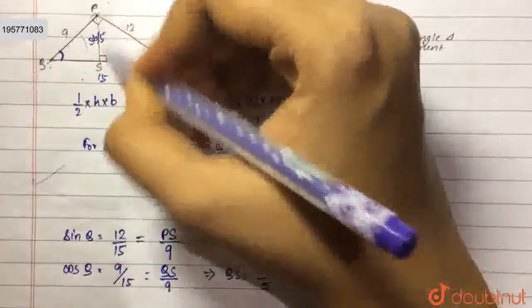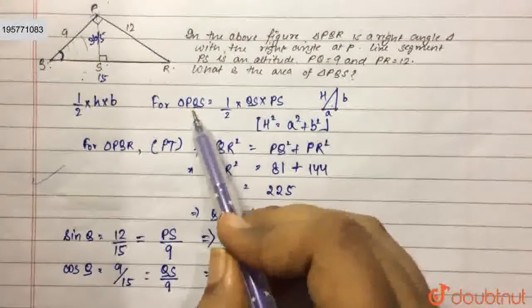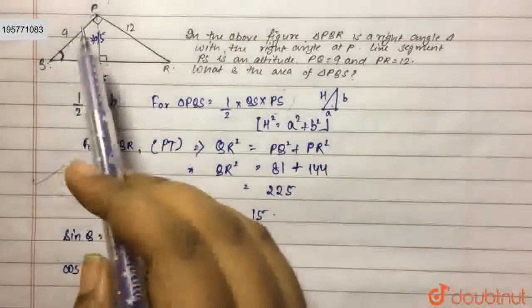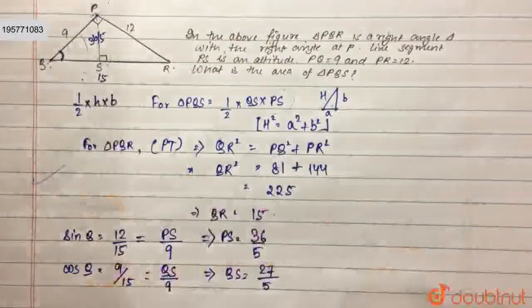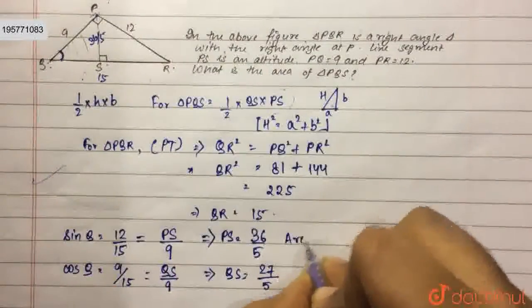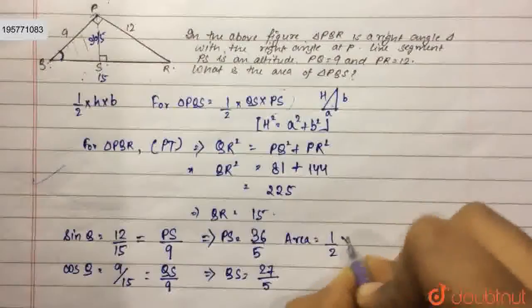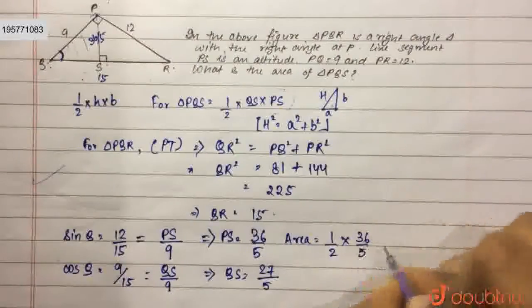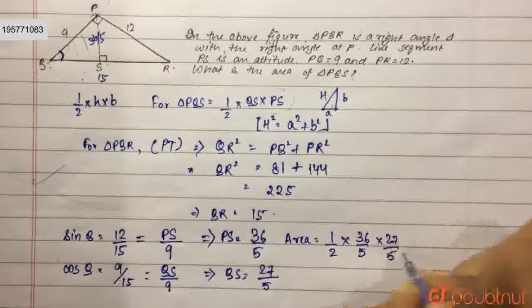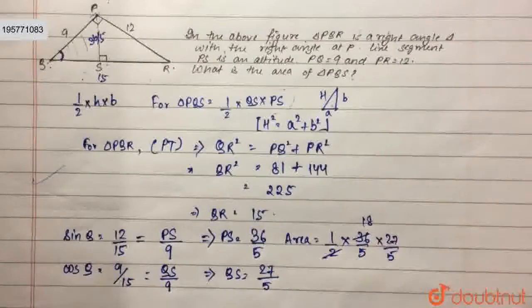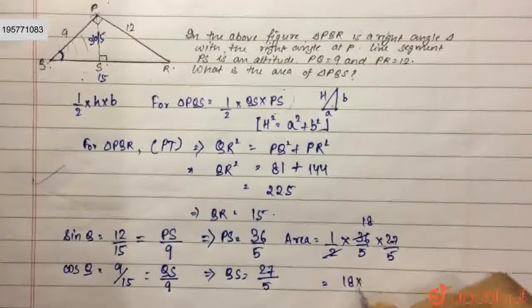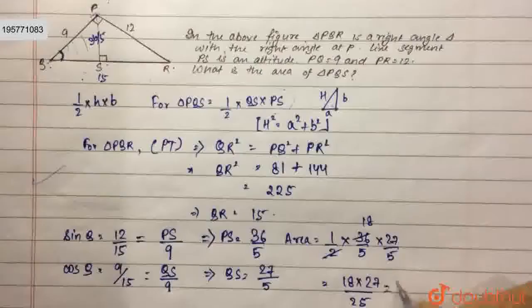Now we have the value of PS and QS. We simply need to calculate this to find out the area of PQS. So area, if we write it down, will be half into 36 by 5 into 27 by 5. And 36 divided by 2 will give you 18. So that will be 18 into 27 by 25. And if you calculate that, that gives you an answer of 19.44 square units, which is the area of this particular triangle.